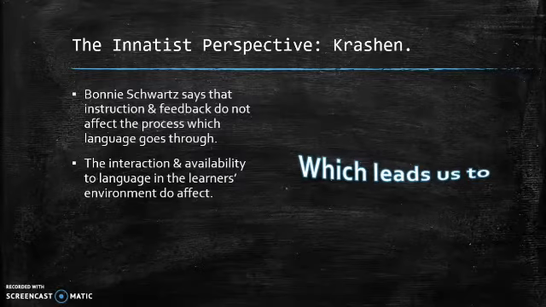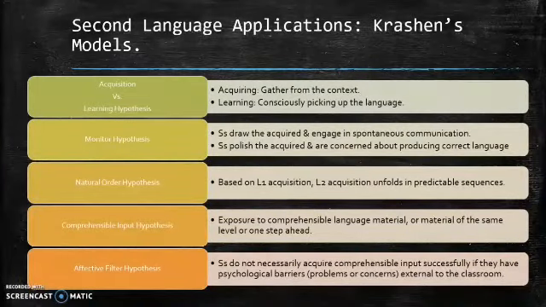So it's basically the tutors or the teacher's guidance, the one that helps us develop the language skills. The previous sentences lead us to Krashen's model, or the 5 hypotheses that he tried to implement with the Ignatius perspective. The first one is acquisition versus learning. He says that acquiring and learning are two different things.